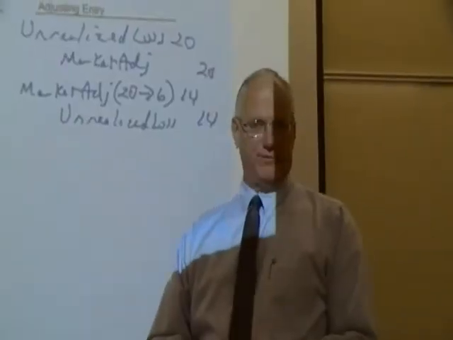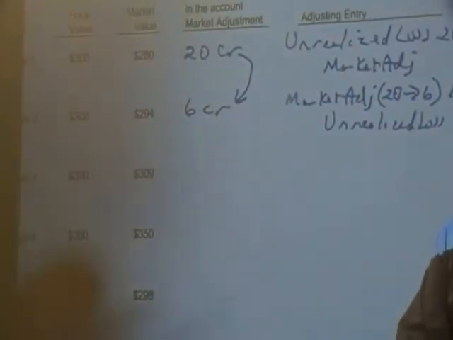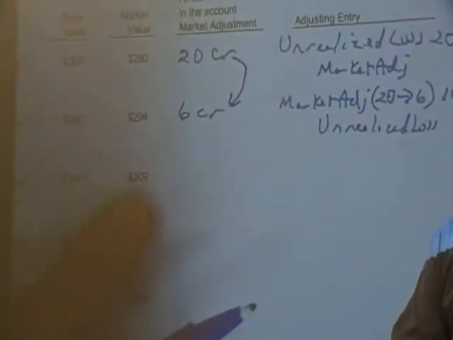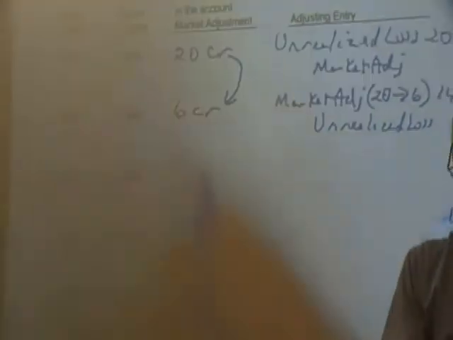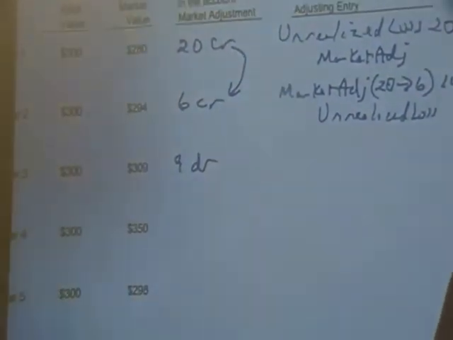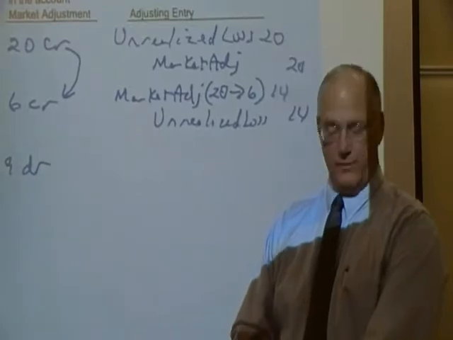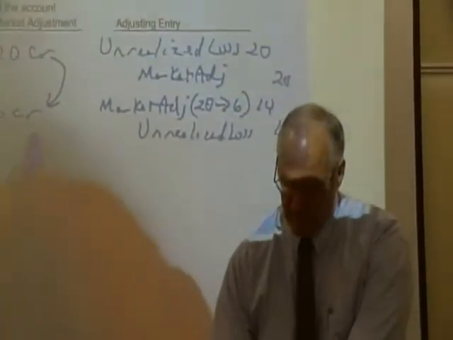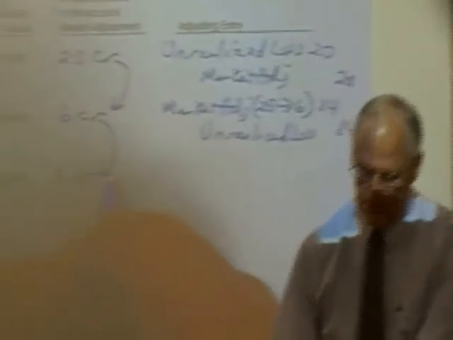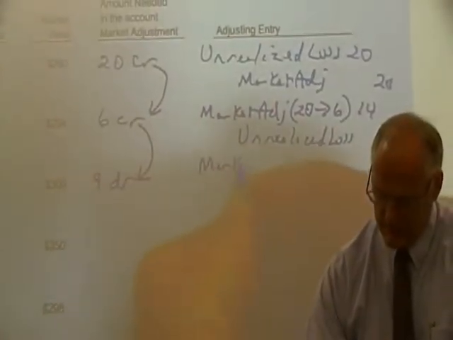Now the following year, something different happens. Book is still 300, same old investment we've had for the last 2 years, but finally this company is doing some good things. Their market value has climbed to 309. So the market adjustment should be a $9 debit. Now we know how to handle the market adjustment when it swings from credit to debit or from debit to credit. So we're going from a $6 credit to $9 debit. So I'm going to have to debit the market adjustment.